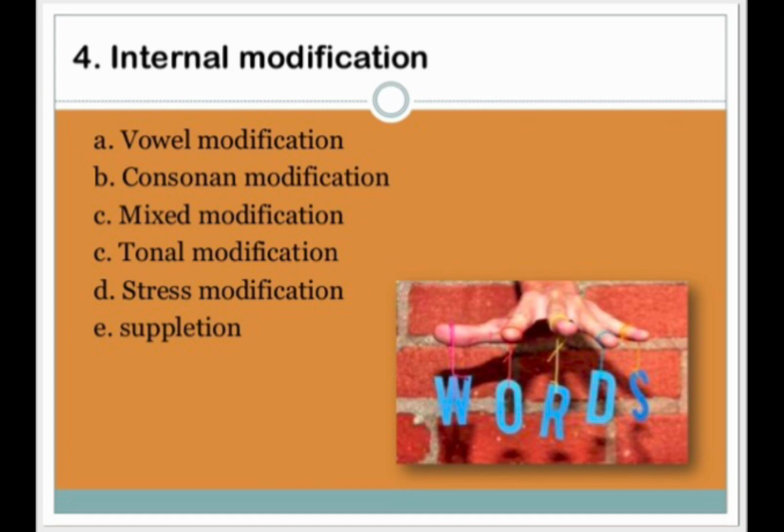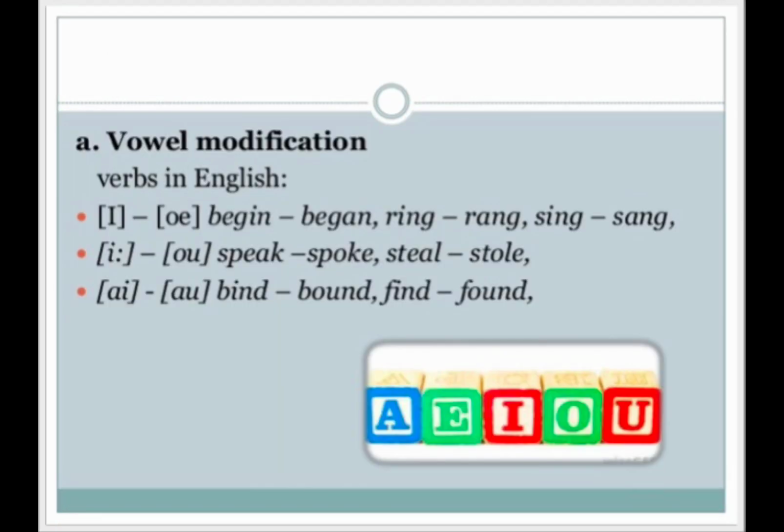Internal modification. Vowel modification. Vowel modification appears when the tense is changed, like begin, began, ring, rang, sing, sang, speak, spoke, steal, stole, bind, bound, find, found.